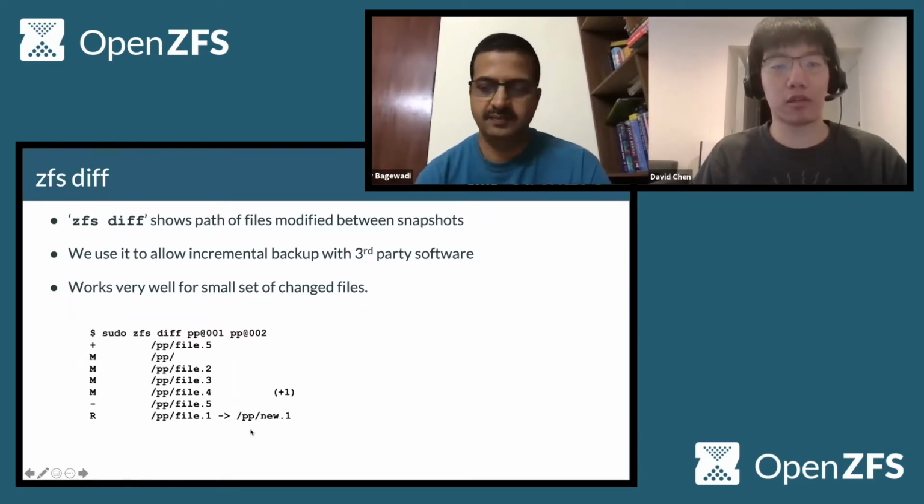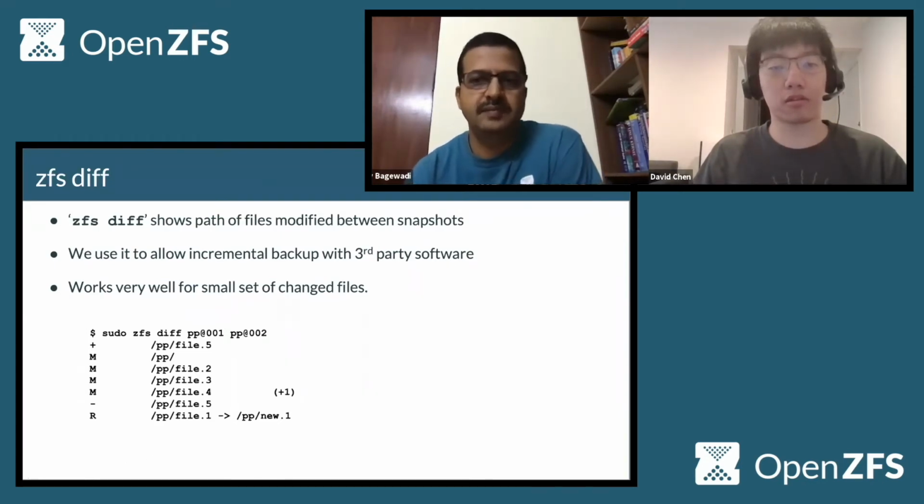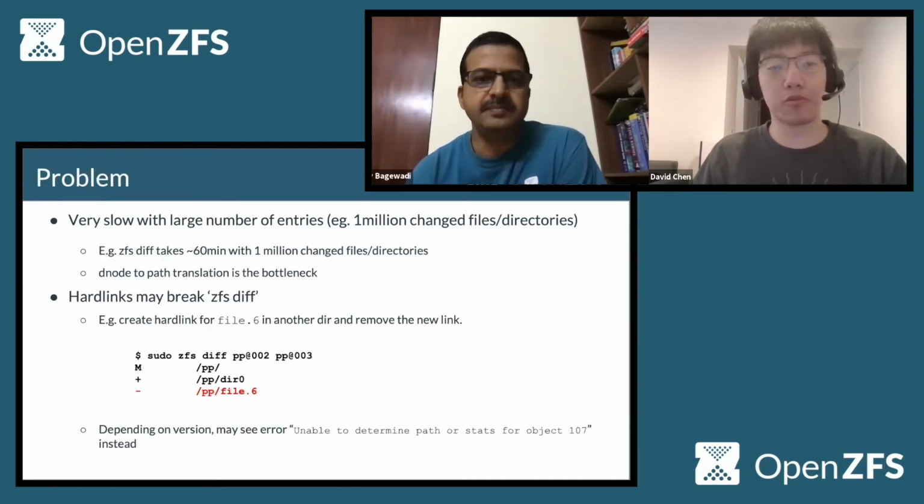We use ZFS diff to allow third-party software to do incremental backup. Basically, we send this information to the third-party software, and it copies the modified files for backup. So it works pretty well for a small set of changes.